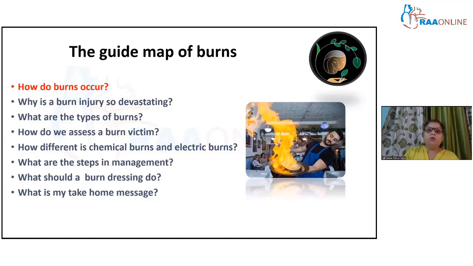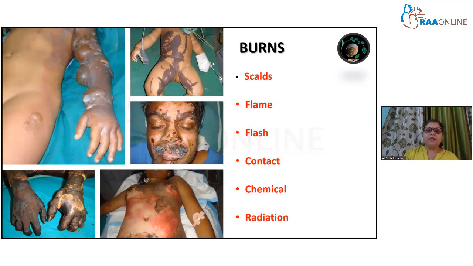So how do burns occur? These are the various types of burns. A burn which occurs because of a hot liquid is called a scald, and that is a very common cause of burns in children. Among the adults, the most common type of burn is because of dry heat, and that is called flame burn.